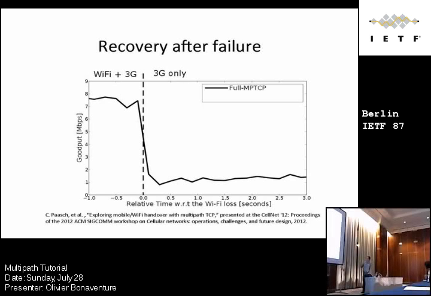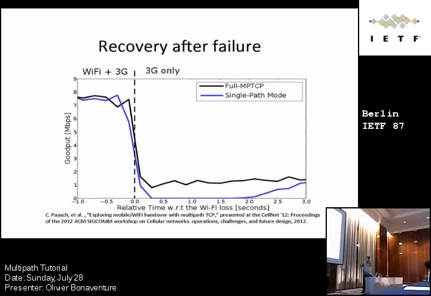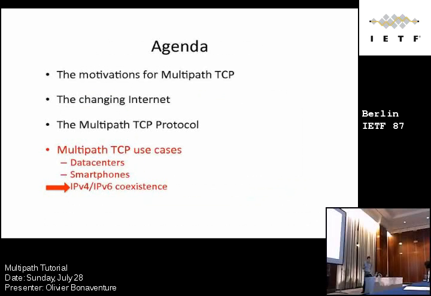When we use the single path mode, then what happens is that when we detect the loss of connectivity, we have to re-establish the 3G interface, and re-establishing the 3G interface takes about 2 seconds. And once the radio interface is up, but this is related to the modem that we were using, when the radio interface is up, then we need to ramp up the TCP subflow over the 3G interface. But it works, and the application is not affected by the loss of connectivity.